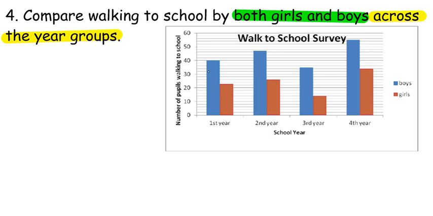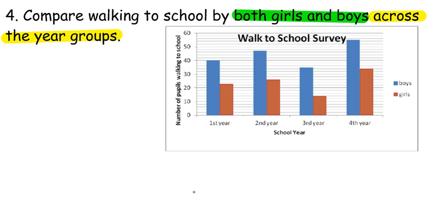Well, if I look across the year groups, from first year into second year, we see that the number of kids walking from first year to second year has gone up for boys and for girls. From second year into third year, it's gone down for boys and gone down for girls. And from third year into fourth year, it's gone up for boys and up for girls. Okay, so taking third year aside, in general, the amount of kids walking to school has gone up. So you could say that as the pupils go up in year groups, they're tending to have more of them walking. But that's not brilliant, because third year is that little blip there. Okay, so let's look at what else we could compare.